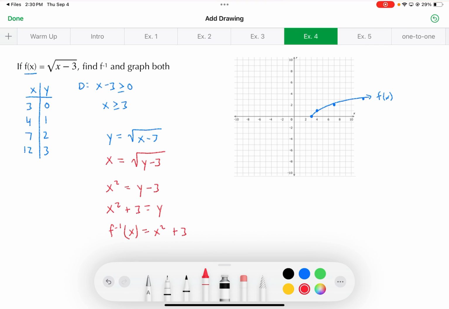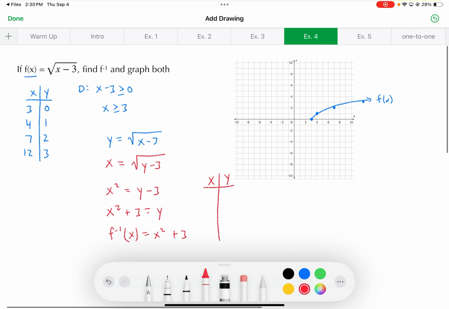Okay, now that's a quadratic, right? What do quadratics graph to look like? They're parabolas, right? So let's do a table of values here. Okay, so I'm going to plug in negative 2, negative 1, 0, 1, and 2.